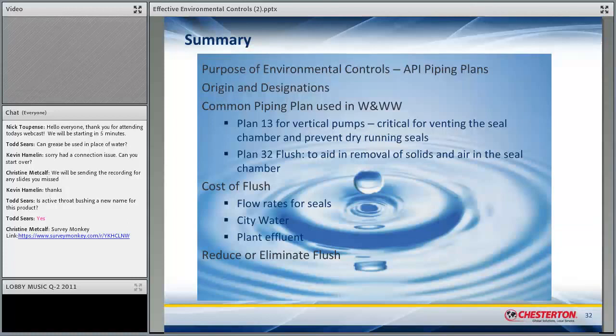So API Plan 13, as I mentioned earlier, if you take nothing away from this webinar, please jot that one down. And once again, I would highly recommend contacting your local seal specialist to review any pumping and sealing applications, so you can get the best bang for your buck out of the mechanical seals that are put into those systems. So thank you very much.